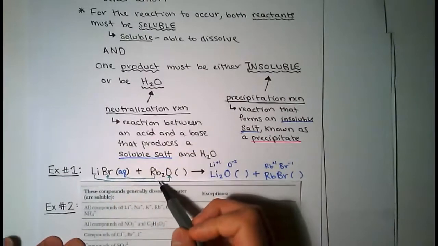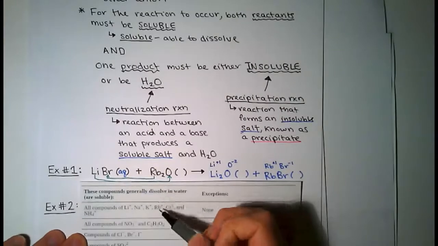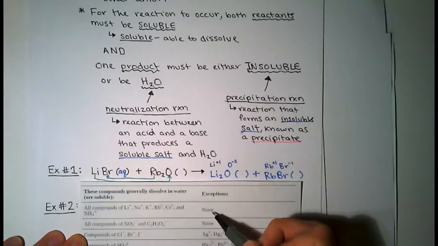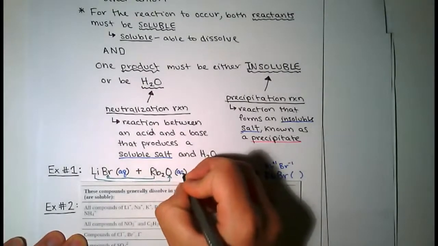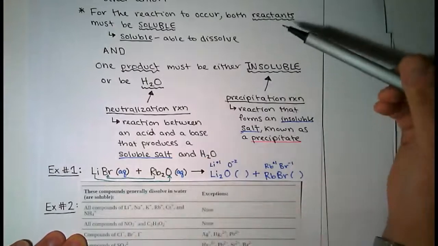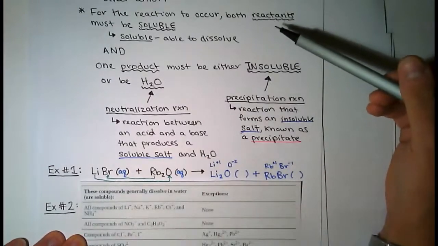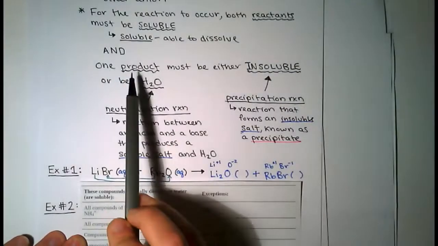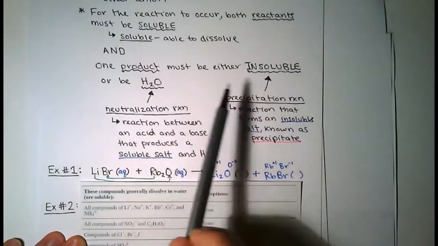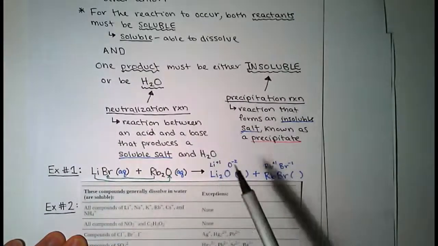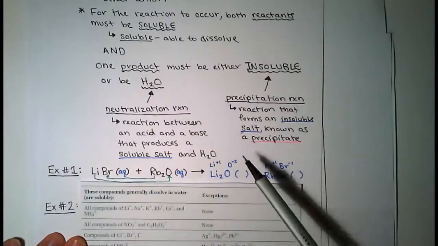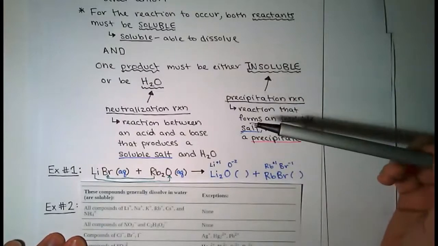Then I need to check rubidium oxide. So that also goes with this first rule. Rubidium oxide is a compound of rubidium, and there are no exceptions. This is also aqueous. So this reaction meets the first requirement. Both reactants are soluble. So now I need to look at my products. So one product either has to be insoluble or be water. So just glancing at this, neither of my products are water. So I need to look for an insoluble product.